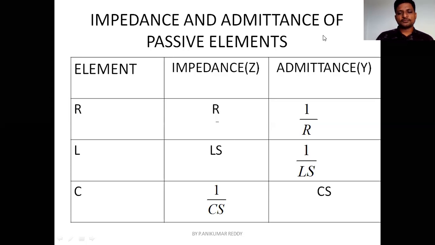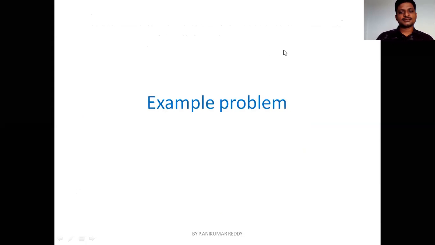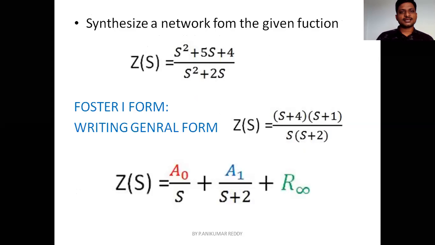Okay, so after this table, first let us solve an example so that you can understand it better. So you have to synthesize this network. Z of S is equal to the given function. First, what you have to observe is whether the given function is in Z of S or Y of S. Y of S means admittance, Z of S means impedance. So the given function is an impedance function. Okay, that's for sure.